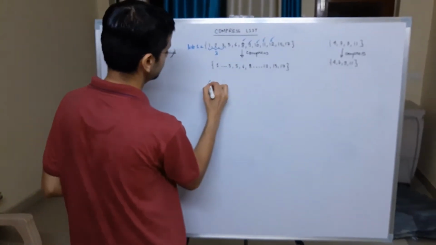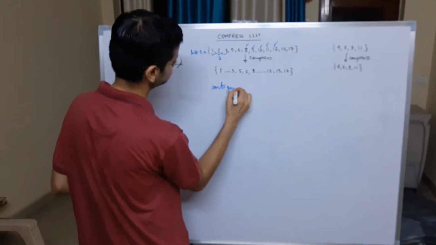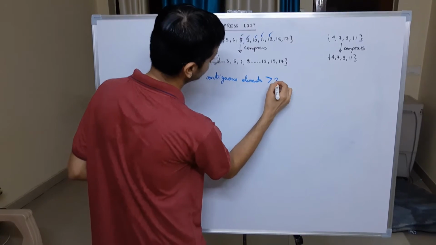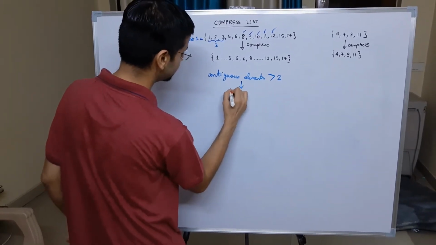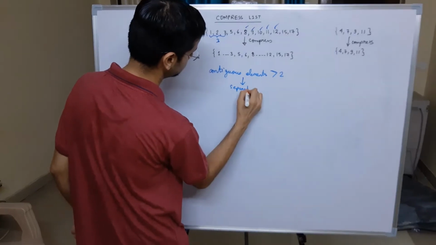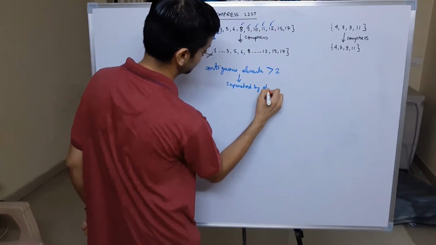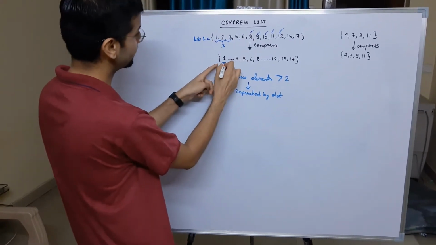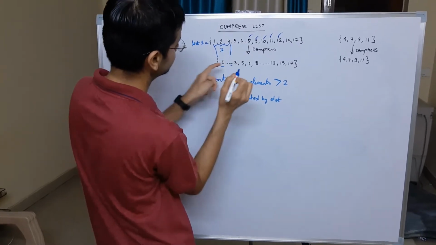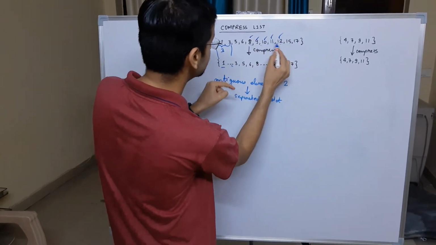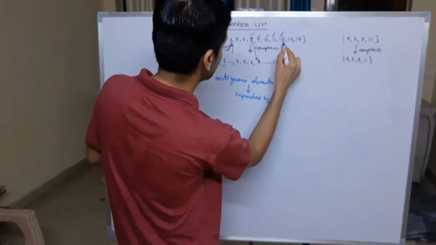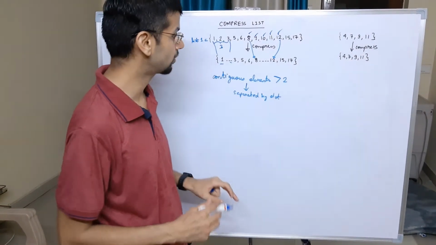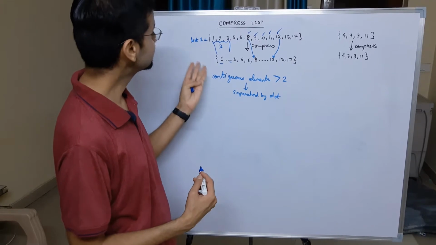So it says contiguous elements greater than 2, not greater than or equal to, greater than 2, separated by a dot, with the first and the last. 1, 2, 3 will be replaced by 1 dot dot 3, meaning 1 and 3. Similarly, 8, 9, 10, 11, 12 will be replaced as 8 and 12. 15, 17 will remain as they are because they are not contiguous. This is one sample.